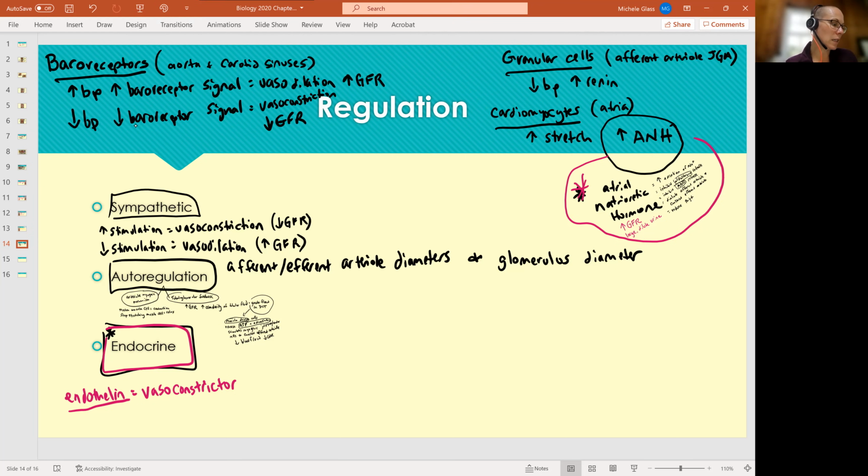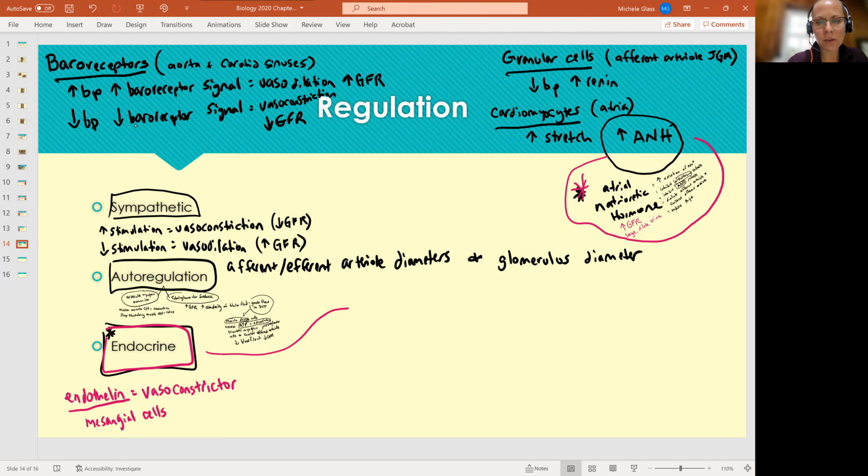And we'll see this being released by those mesangial cells that are there in the part of the, what you call it? Bowman's capsule. Okay.